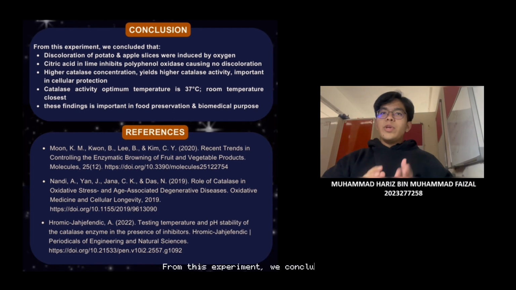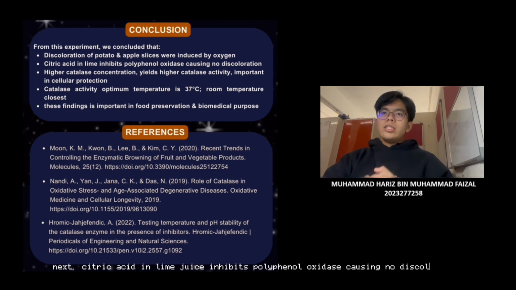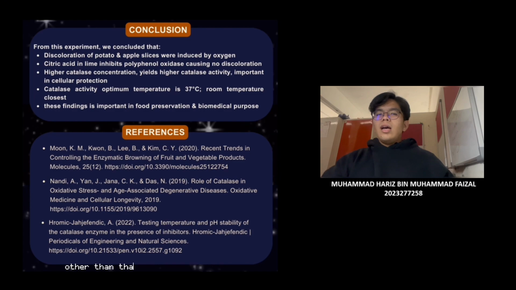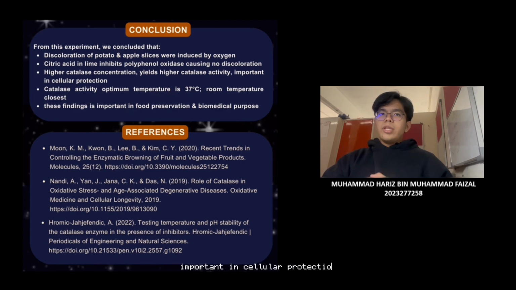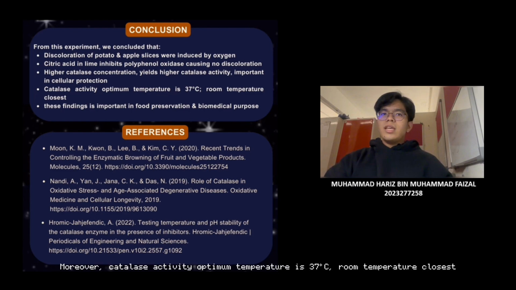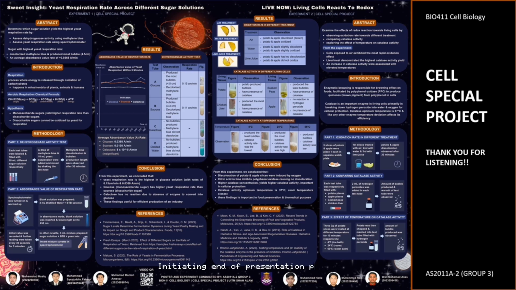From this experiment, we concluded that discoloration of potato and apple slices was induced by oxygen. Next, citric acid in lime inhibits polyphenol oxidase, causing no discoloration. Other than that, higher catalase concentration yields higher catalase activity, important in cellular protection. Moreover, the optimal temperature for catalase activity is 37 degrees Celsius, with room temperature the closest. These findings are important in food preservation and medical purposes. Experiment 2 completed. Initiating end of presentation protocols.